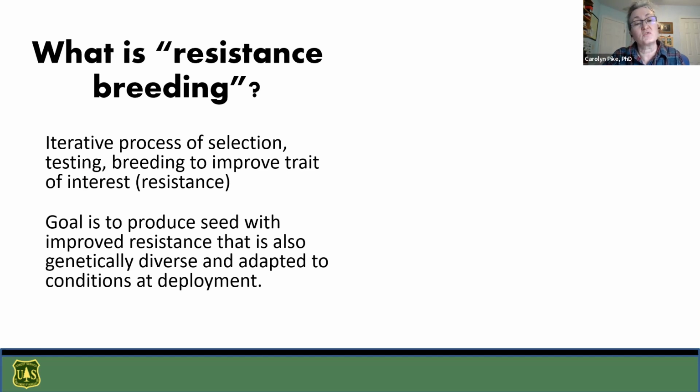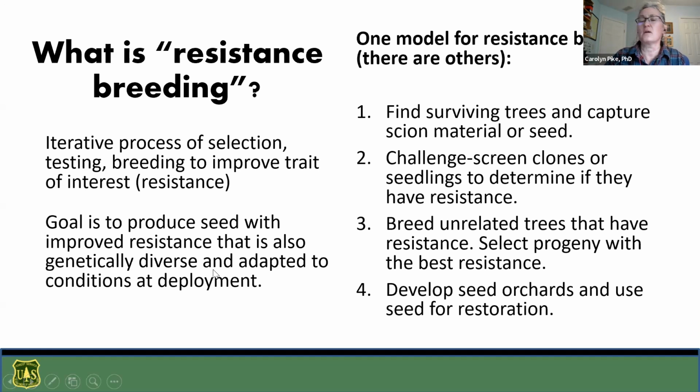The goal is to produce seed that has improved resistance, but most importantly, is also genetically diverse and adapted to conditions at deployment. We are not looking necessarily for clones or cultivars, although clones and cultivars may be part of an outcome of the program, but given climate change, we need sources that are going to be resilient for future climates as well. And so we do this with genetic diversity. So I'm going to describe this model. It's not the same model for every species. The model I'm describing is the one that sort of works for emerald ash borer.